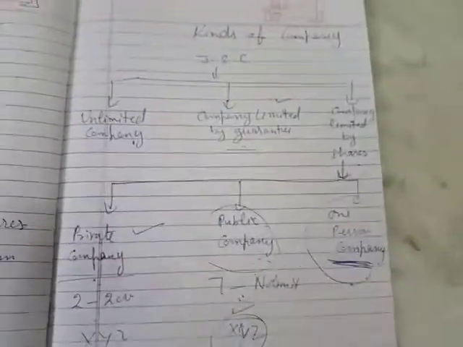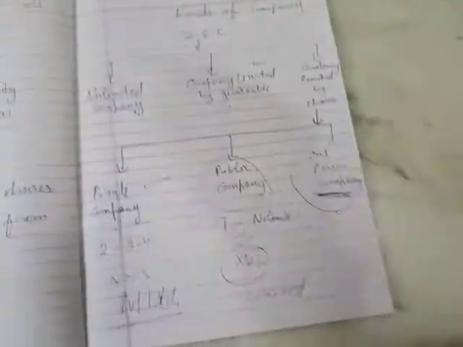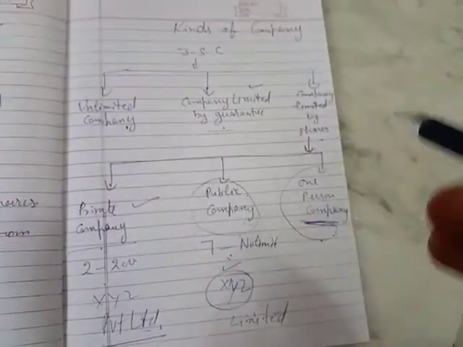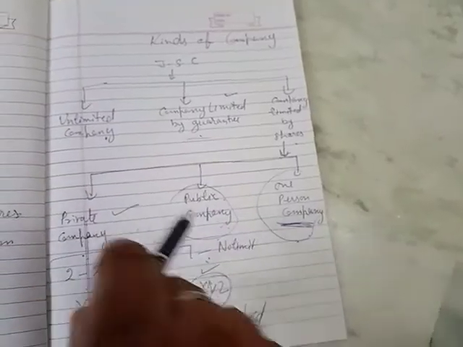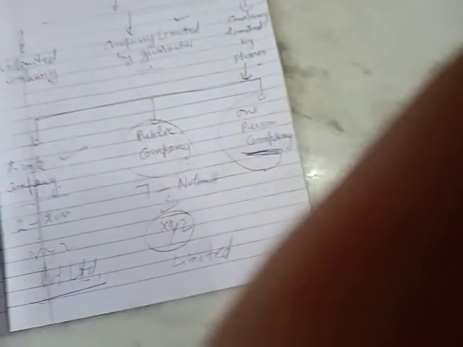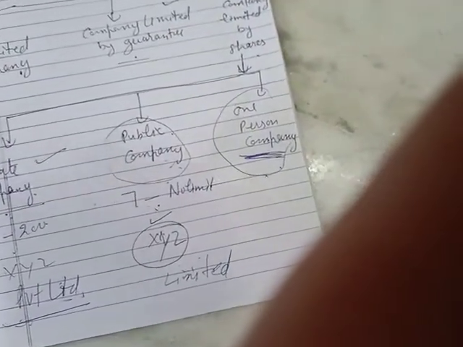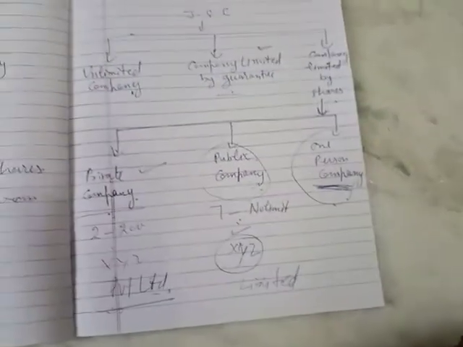So in this video we have discussed the company, its features and kinds of company, and the understanding of kinds of company and difference between private and public company. The remaining part of the chapter we will discuss in the next video. Till then, okay, bye.